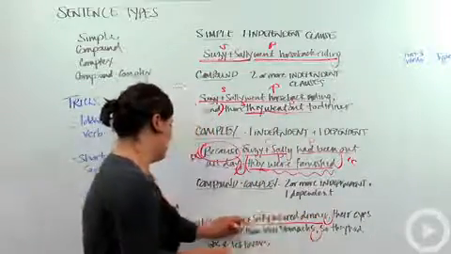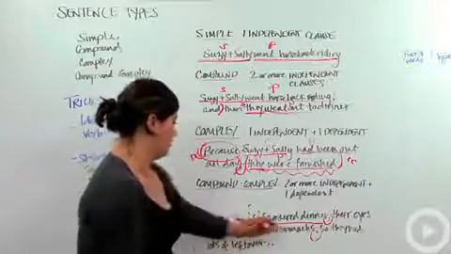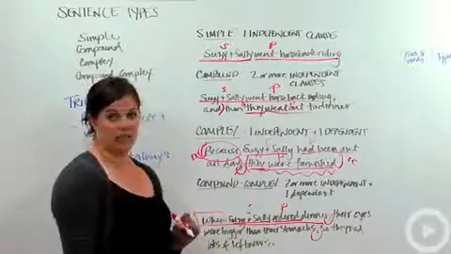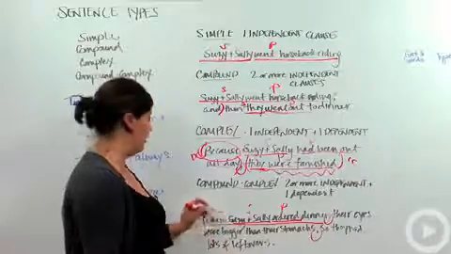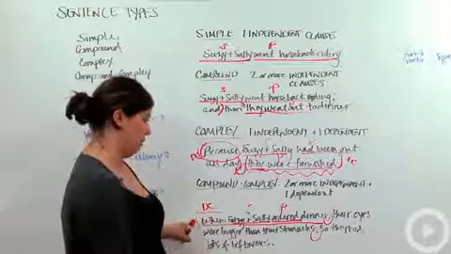Let's take a look at this first part. When Susie and Sally ordered dinner, we've got a subject. What did they do? They ordered. But we've got this subordinating conjunction here. So we know that when we got a subordinating conjunction at the beginning of a clause, that makes it a dependent clause. So there's our dependent clause.